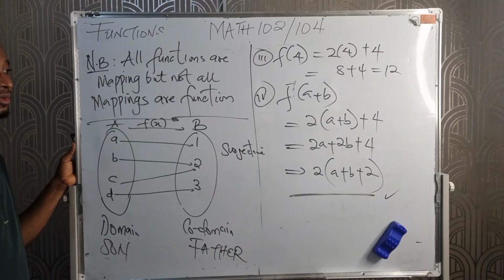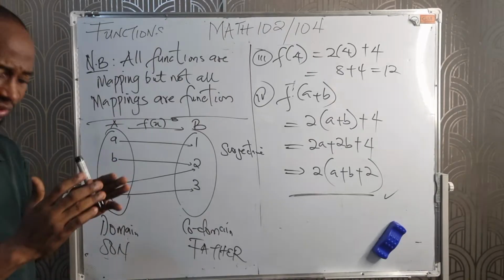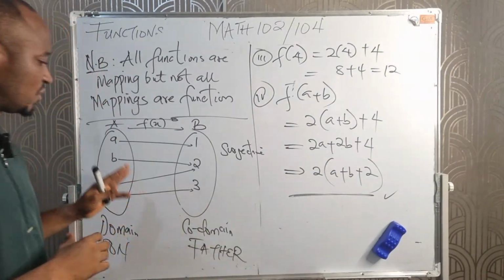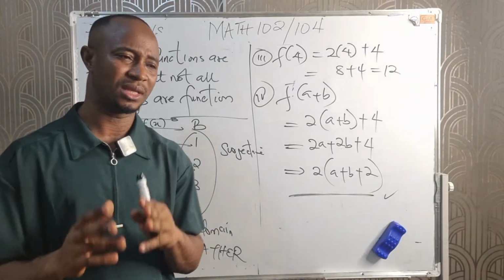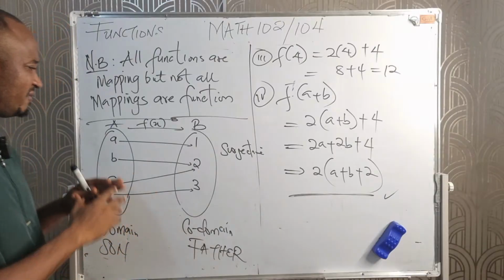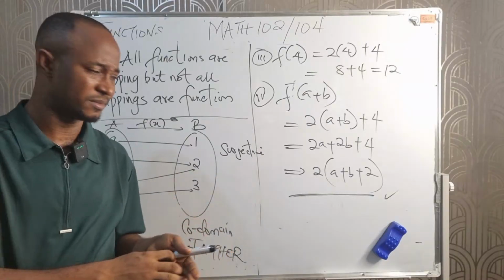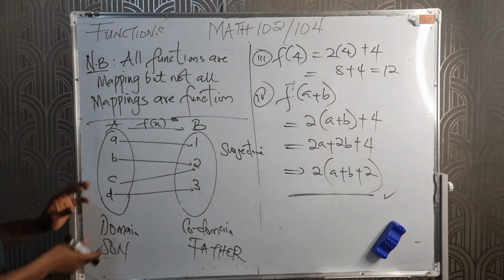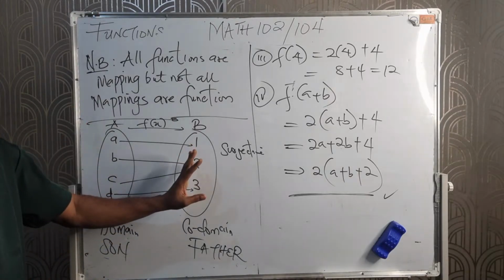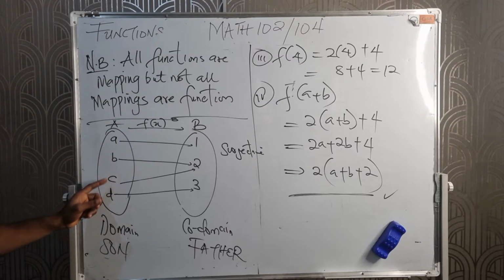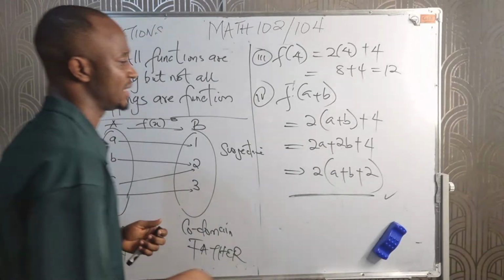Am I communicating now? Whenever any element in the domain does not have any assignment or any link with any element in the codomain, it cannot be a mapping function. The rule of mapping function is that every element in the domain must have an image in the codomain. So from what we just saw, this example is a mapping function because all the elements here are assigned here. And we have seen that sons have their unique what? Fathers.